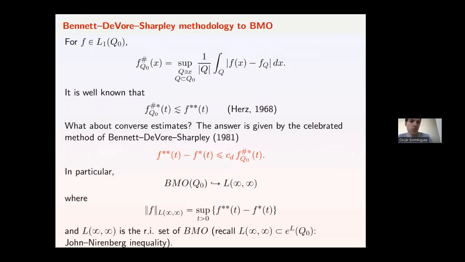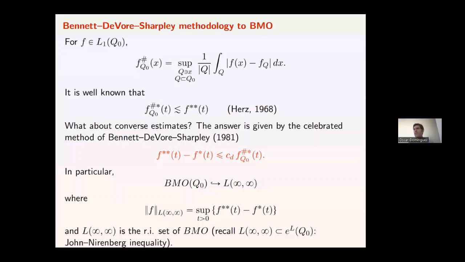All right. Somehow related topic is the Bennett-DeVore-Sharpley method to BMO. In this section, to avoid unnecessary complications, let me switch from the global case to the local case. So you may think that Q0 is, if you wish, the unit cube, and then we are dealing with the local variant of the sharp maximal function. So here we restrict our attention only to the cubes contained in the original cube, Q0.